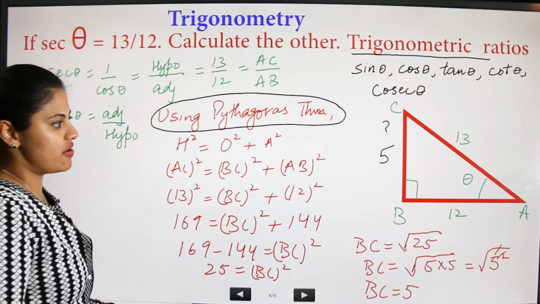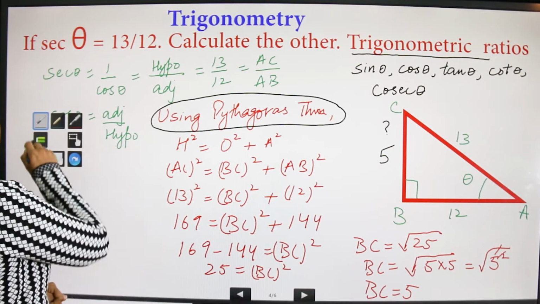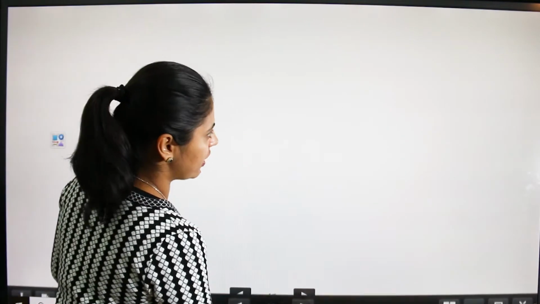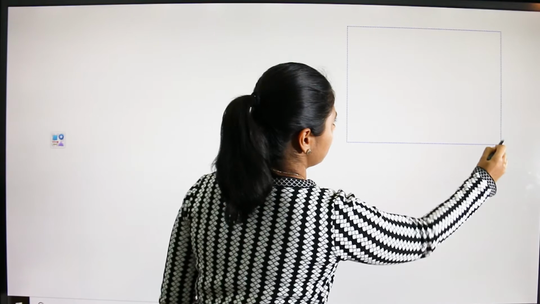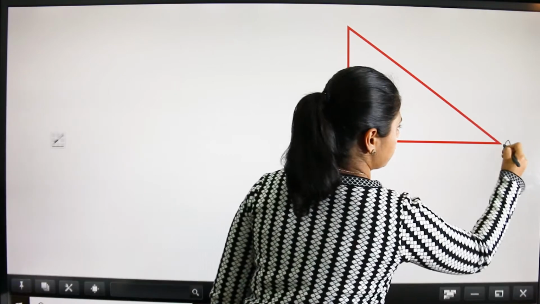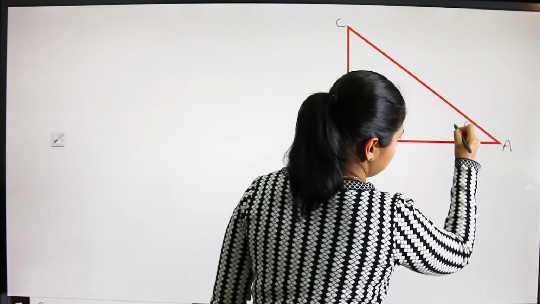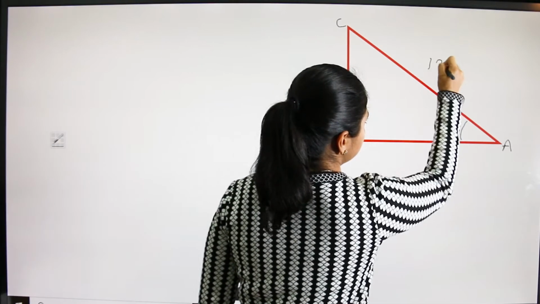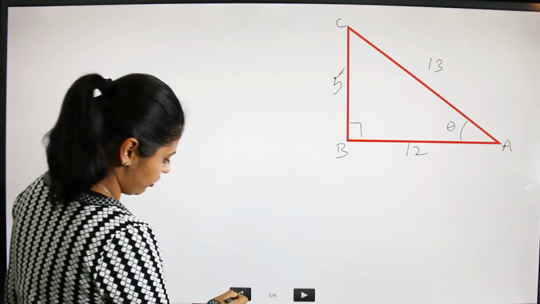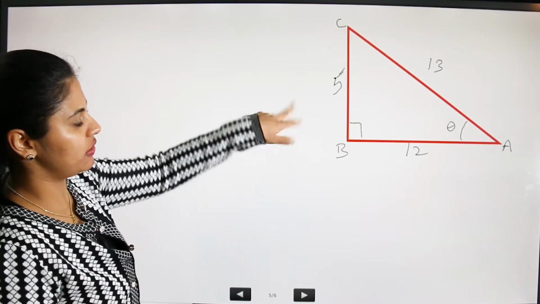For that, we are going to draw a triangle again and write the values here. Here is the triangle on this page. So you are going to write the values. It was A, this was B, this was C, this is 90 degrees, that was theta, this was 13, this was 12, this was 5, which we got. Okay, so I'm going to check it: 13, 12, 5, CBA.